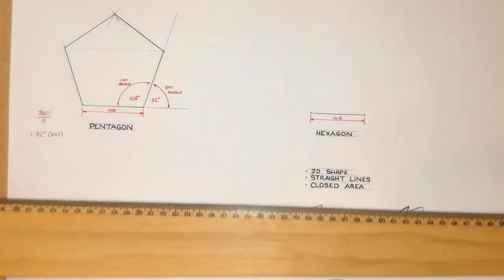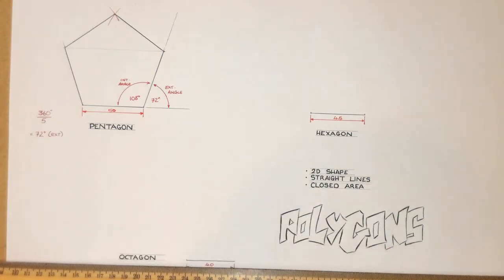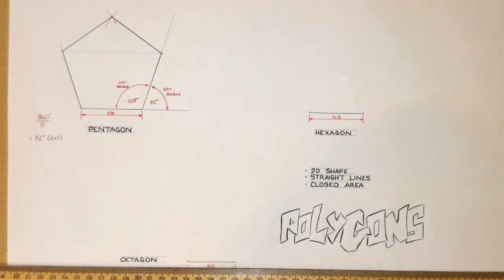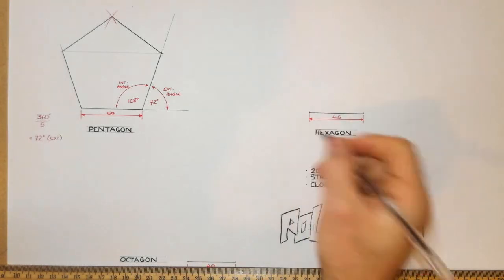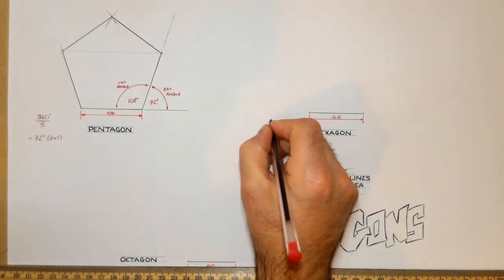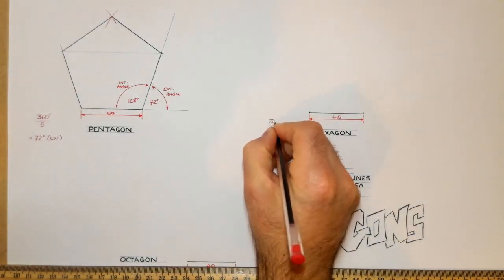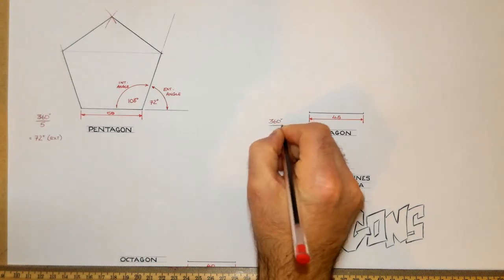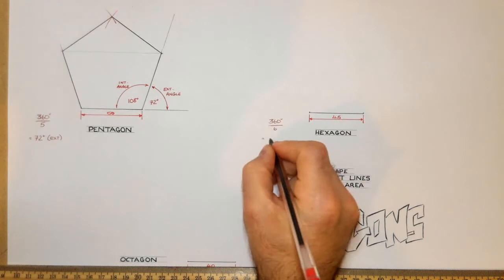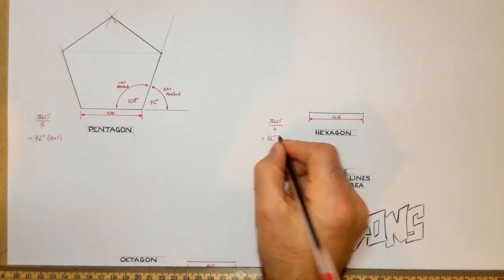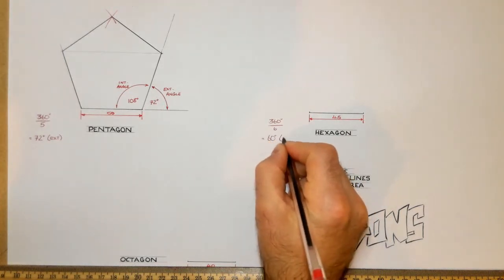Okay, now what we're going to do is move on to our hexagon here. Same principle, starting off with our little bit of maths. So I'm going to work it out here. Hexagon, 6 sides, so 360 divided by 6, that is equal to 60 degrees. So that is our exterior angle this time.